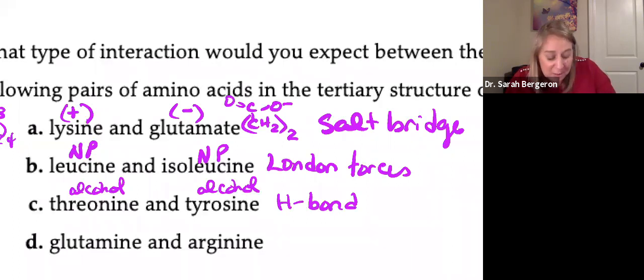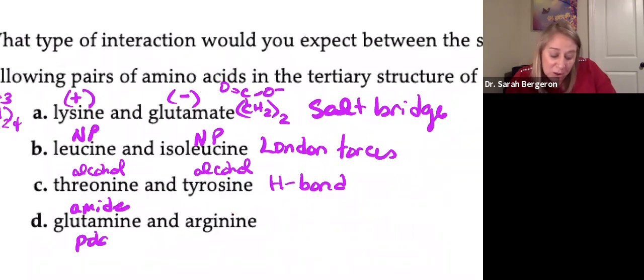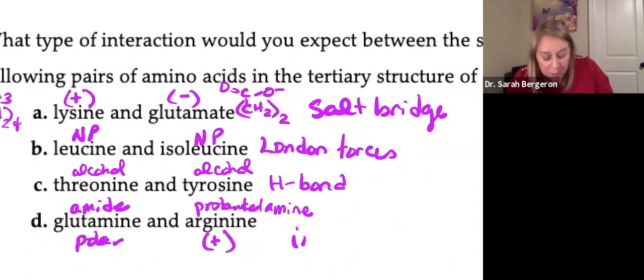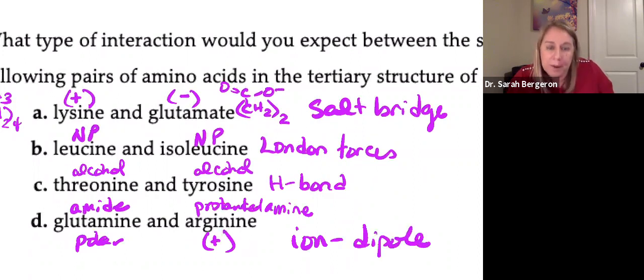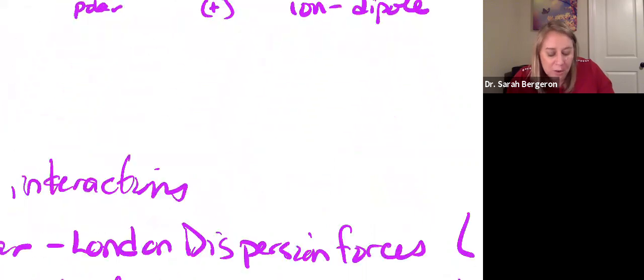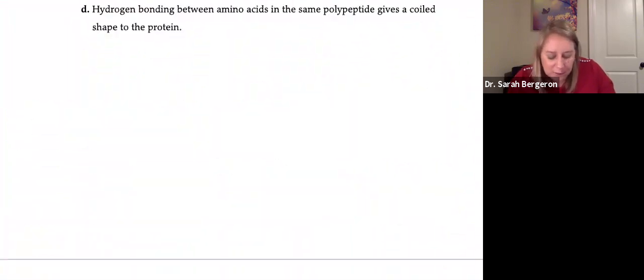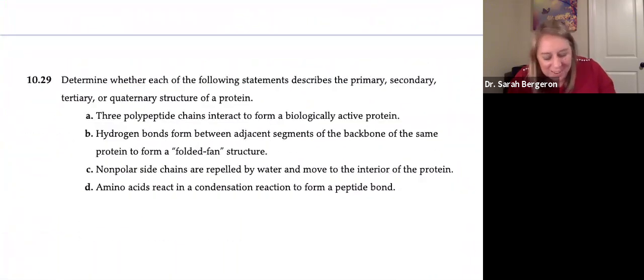Glutamine has an amide group, and that amide group is polar. It's not charged, but it's polar. And then arginine has a protonated amine. So if we have a protonated amine, that's positive. So a positive and a polar would give us an ion dipole interaction, right? So you just kind of have to get to know your amino acids. Have fun with them.